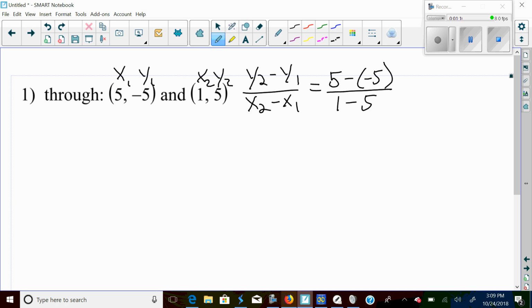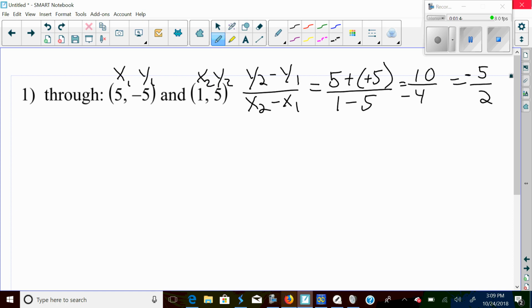So here I add the opposite. So this becomes plus and plus here. 5 plus 5 is 10. And here, 1 minus 5 is going to get me a -4. And then that's going to simplify. 2 goes into 10 5 times, and 2 goes into 4 2 times. Now I'm just going to put my negative right there. So my slope is -5/2.